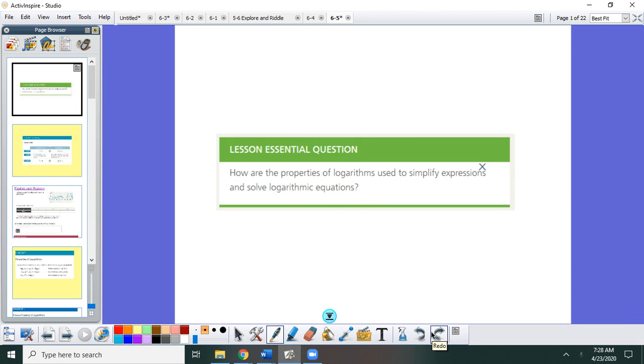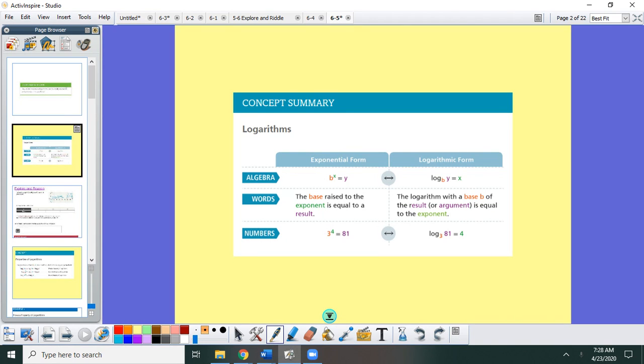In this lesson, the essential question is how are properties of logarithms used to simplify expressions and solve logarithmic equations? You'll remember that logarithms are very related to exponents. In fact, b to the x power equals y, and if we want to solve for that exponent, we can rewrite it in logarithmic form. Log base b of y equals x. And so it follows that the properties of logarithms are very related to the properties of exponents.